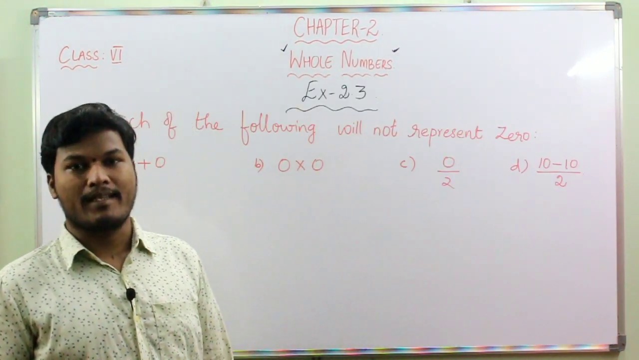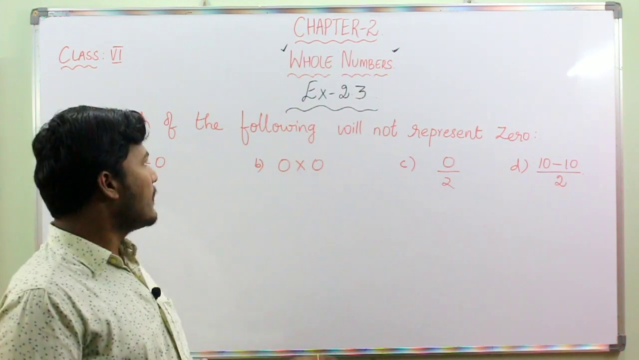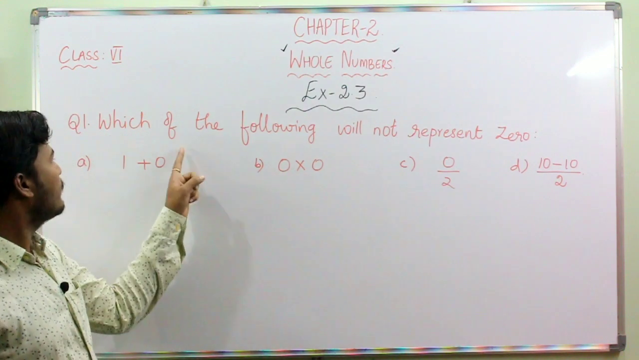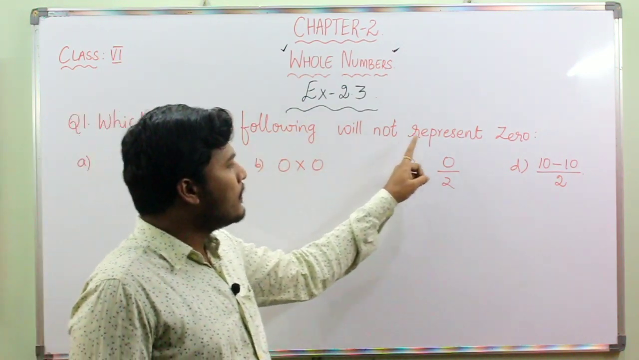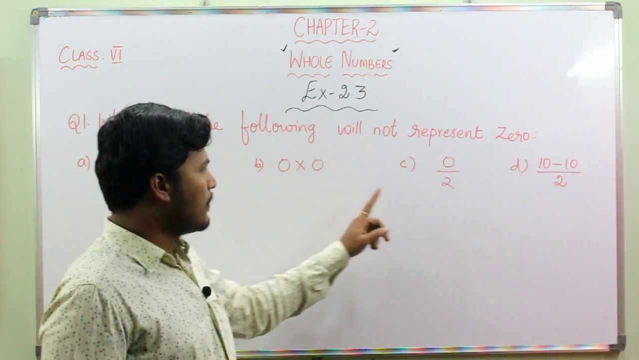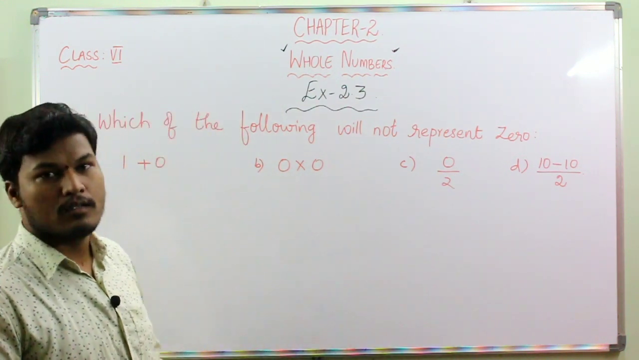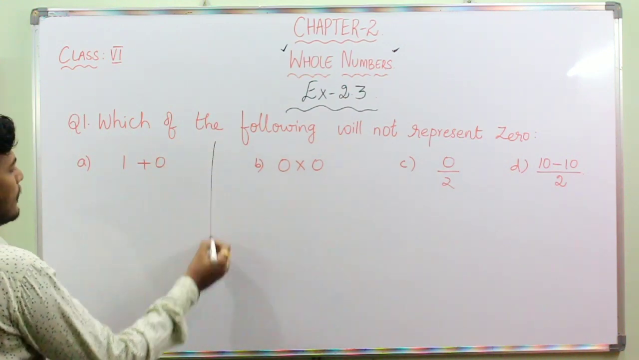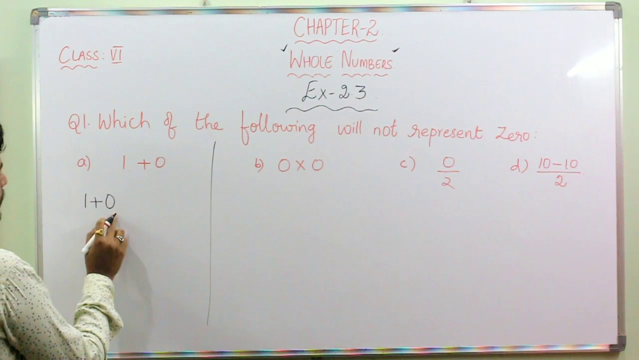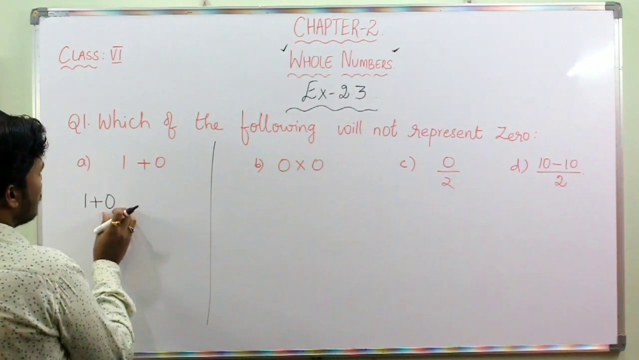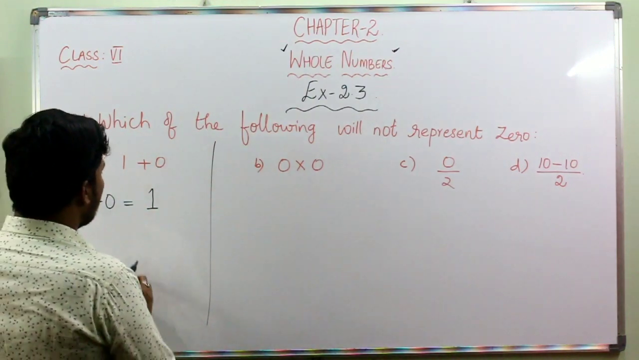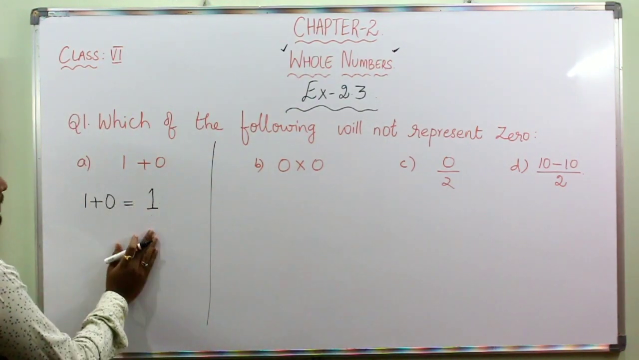Now let us start with the exercise problems. We will start with exercise 2.3, first problem. Which of the following numbers will not represent 0? We have to find out among these 4 numbers which will not represent 0. The first one is 1 plus 0. If we add 0 to 1, it will give you 1. So 1 plus 0 will become 1.